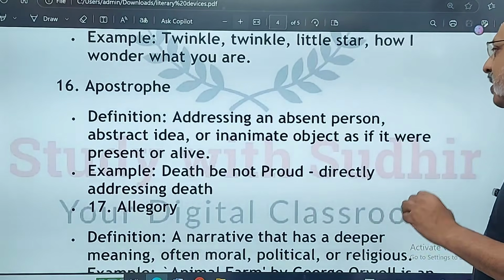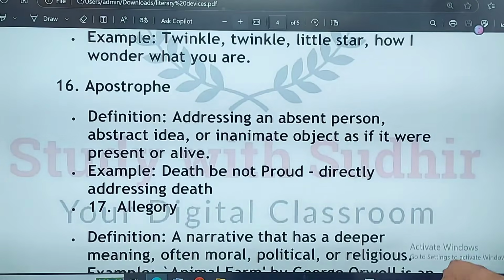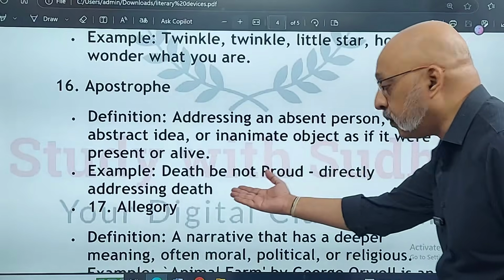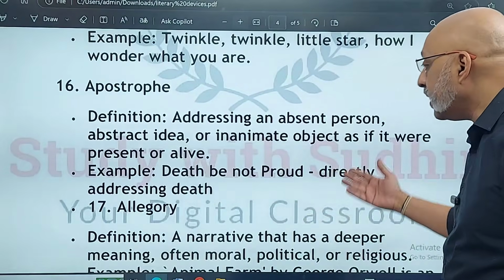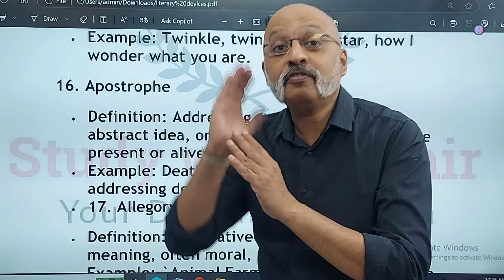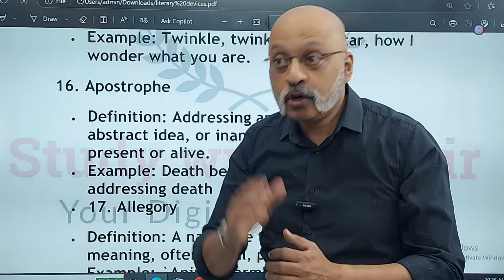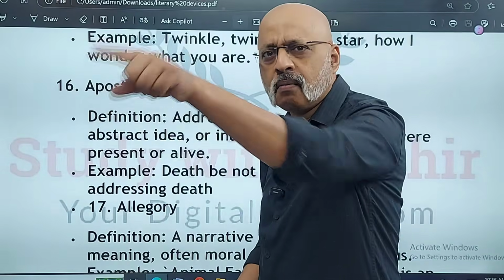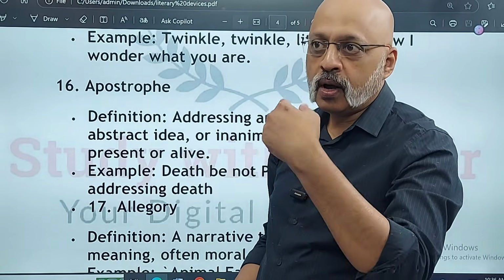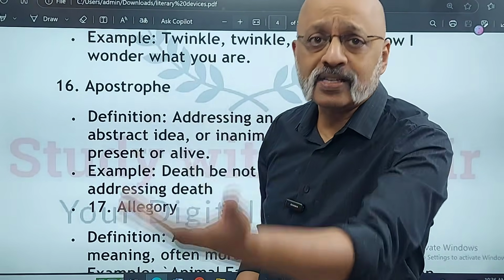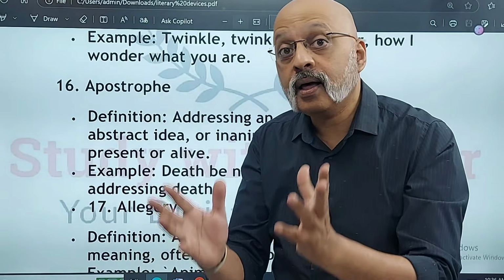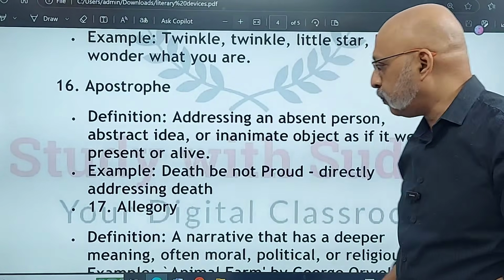Apostrophe. Now, addressing an absent person, abstract idea, or an inanimate object as if it were present or alive. For example, in Death Be Not Proud by John Donne, death is addressed, ironically enough, as if death were a living person. Death has been addressed: death, be not proud. First of all, you're making it seem as if it's an animate thing, and death again is an abstract idea. It is not a living being. So it's a case of apostrophe.